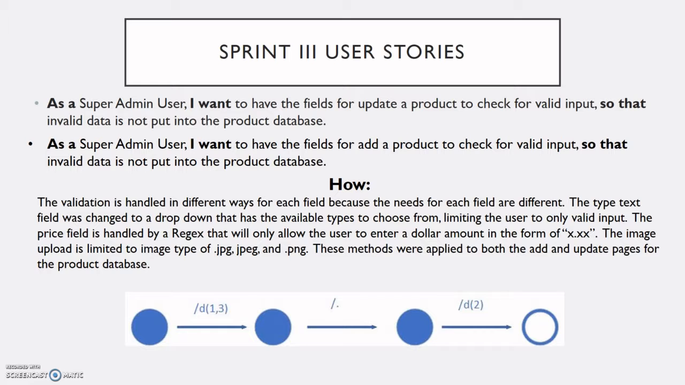The diagram below is a state diagram to represent the regex. From state 1, it checks to see if there are 1 to 3 digits. From state 2, it checks to see if there is a period. And from state 3, it checks to see if there are 2 digits after the period. This is the only valid format that will get to the accepting state.